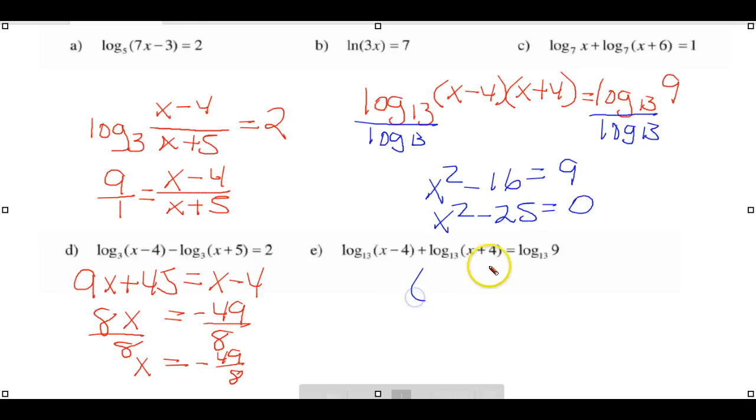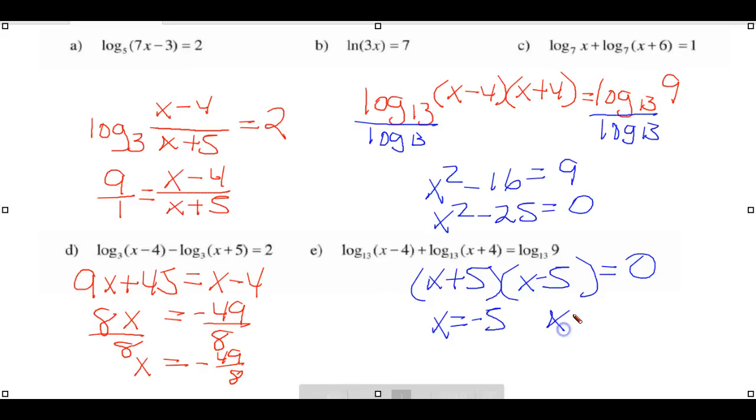Now I factor that, and I get x plus 5, x minus 5. Here x equals -5. Here x equals 5. Now again, we can't have a negative value as a logarithm, so the -5 is out. And our only answer is this, and this is the work we have.